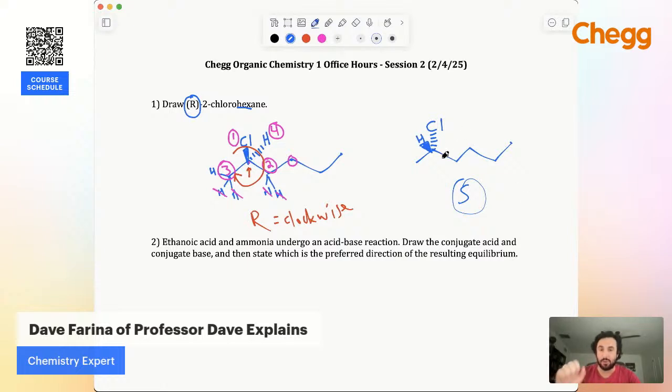So another trick that you could use is just pretend that the lowest priority group is away, and then invert your answer. So here we would be saying 1, 2, 3. And so again, we would go like this. And so that's clockwise, and so it appears as though it would be R. But because we would have to invert that stereo center to get it the way we want it, we invert our answer. So looks like R is S. So that's all you do. That's an easy trick that I've taught my students in the past if you have a hard time visualizing the molecule a different way. So that's the correct answer right there.